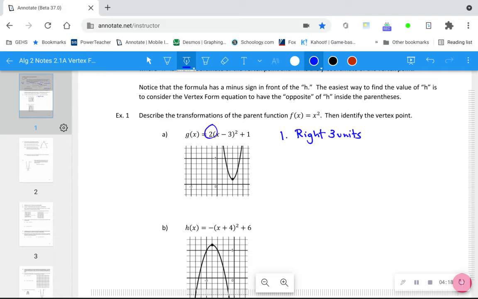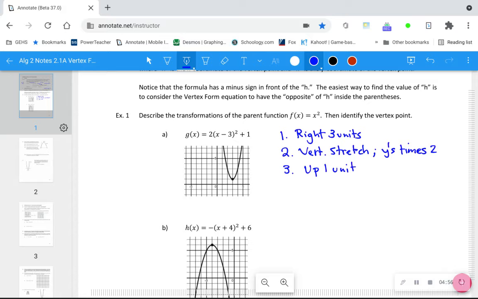And then we turn our attention to the outside multiplication, and that's a vertical stretch. Anytime you have a number out there that's bigger than 1, it stretches. So here the y values are all going to be multiplied by 2, which would have the effect of making it twice as tall. And last but not least, there's this 1 added to it after the fact here, so that makes it go up 1 unit.